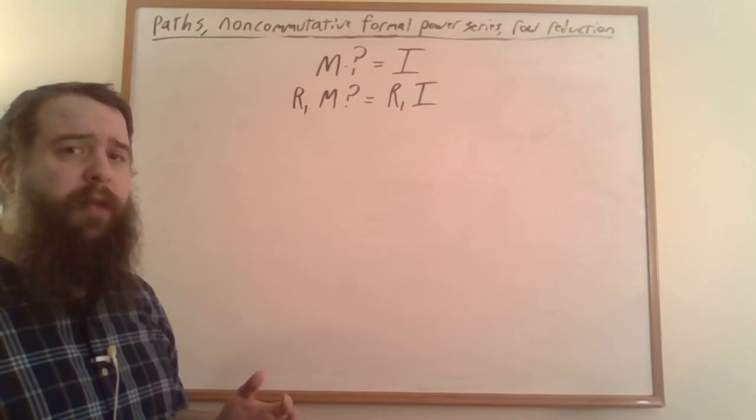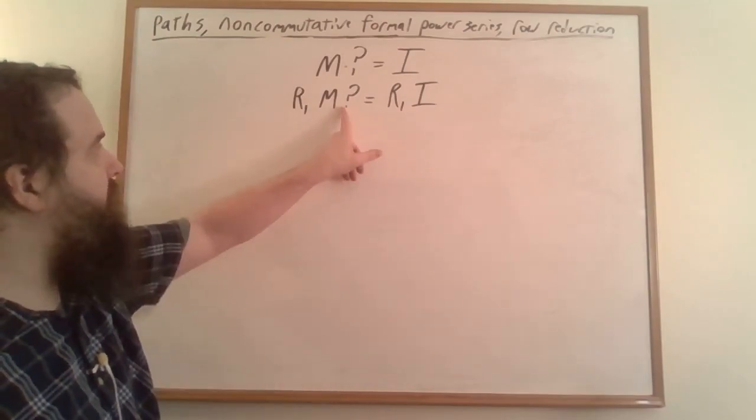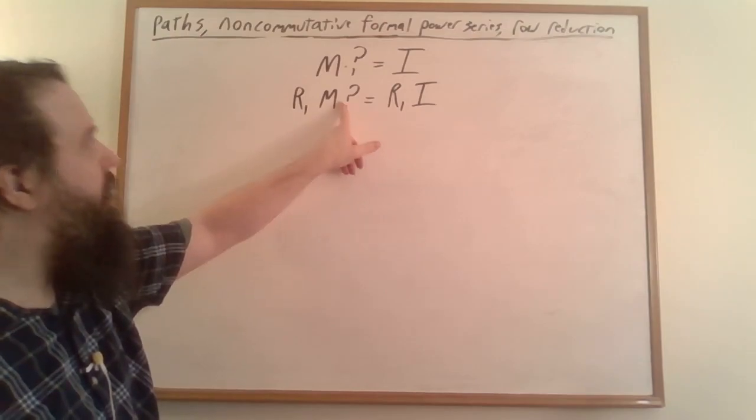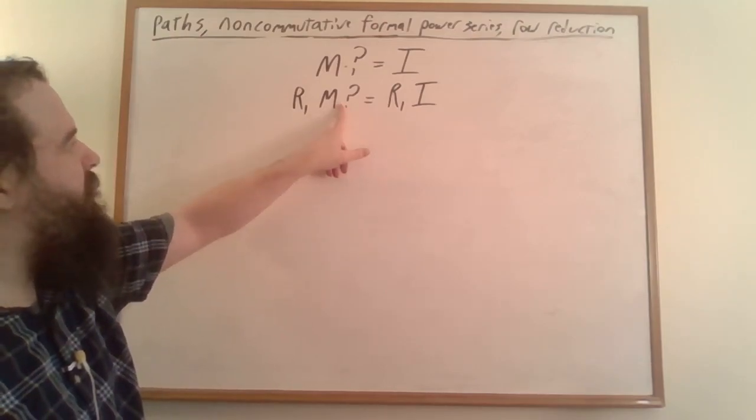In order to multiply on the right, we'd need to maybe somehow slip in something multiplying on the right here, but we actually can't do that.